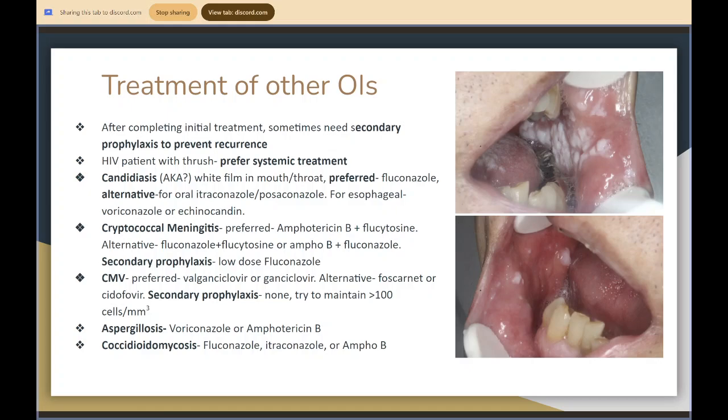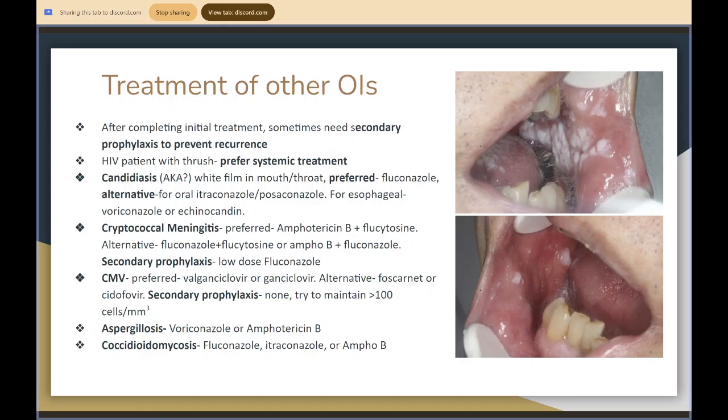Cytomegalovirus, preferred is going to be valganciclovir or ganciclovir. We'll get into these agents later. Alternative can be foscarnet or cidofovir. There's no secondary prophylaxis. We try to maintain the CD4 cell count above 100.